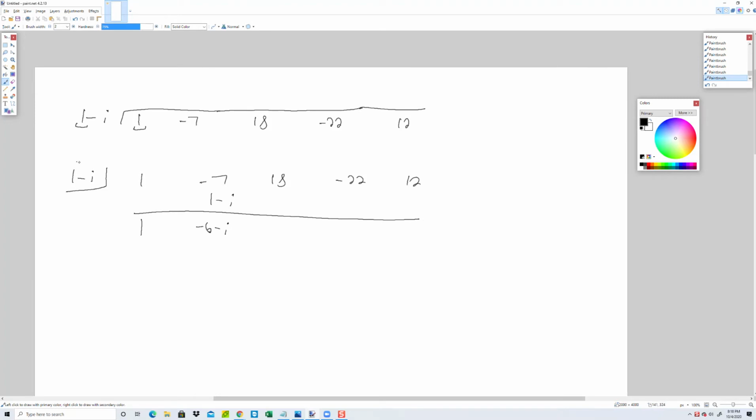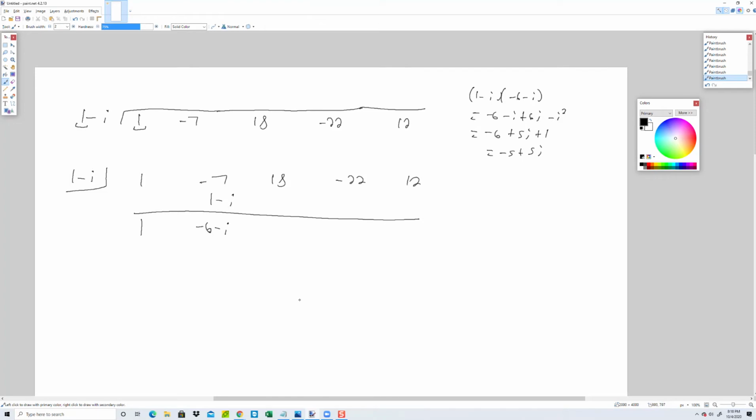Then you're going to take what's in the box and multiply times this. So we got 1 minus i times negative 6 minus i. 1 times negative 6 is negative 6. 1 times negative i is negative i. Negative i times negative 6 is a positive 6i. Negative i times negative i is negative i squared. Negative i plus 6i is 5i. The i squared becomes negative 1. I got negative, negative becomes a positive 1. So I got negative 5 plus 5i.